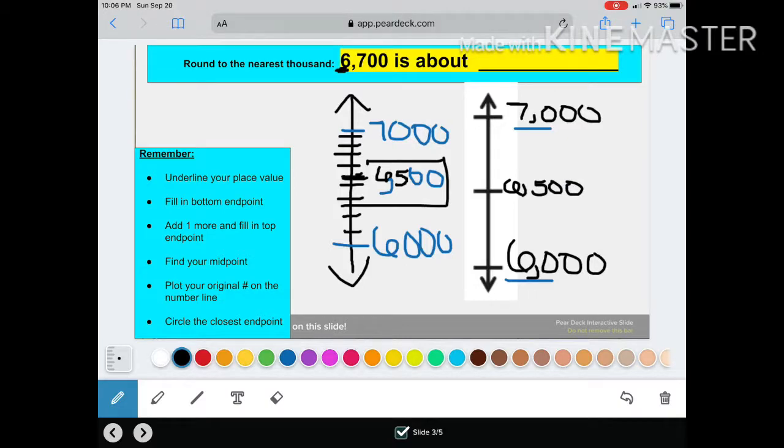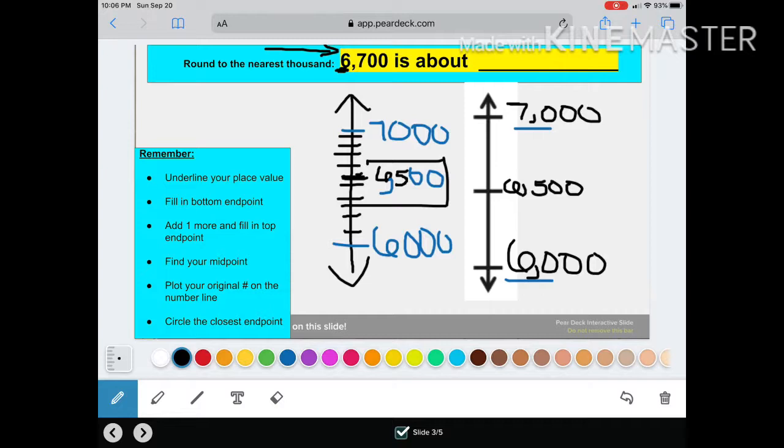So we're going to go ahead and put that midpoint on our vertical number line. Let's keep working. Add one more to fill the top, then find your midpoint. Please don't stop. Plot that number on the number line. Well, here's my number right here, you guys, 6,700. So let's think for a second. Where would 6,700 go on my number line?